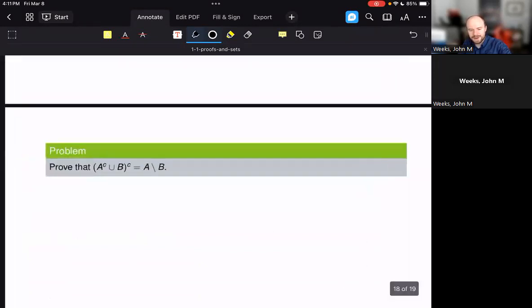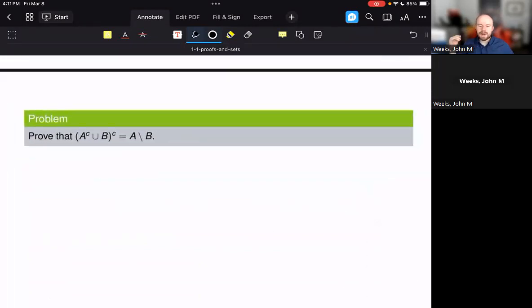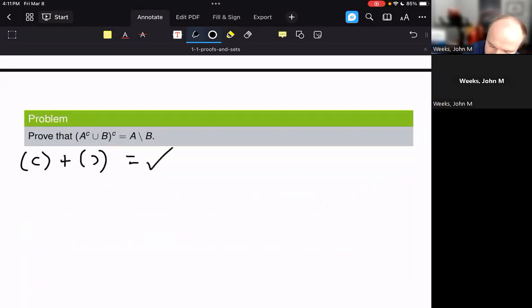Let's go ahead and see if we can do some of these ourselves. Let's take a problem like this. Let's prove that A complement union B complement is equal to the set minus A intersect B. Now, there's a few different ways that we can do this. One way is using the understanding of double inclusion, which is going and saying that the first set is a subset of the second, and then the first set contains the second one. We could go through and do this. If we did this and got this, then that would be a check mark. We would have everything that we would need.